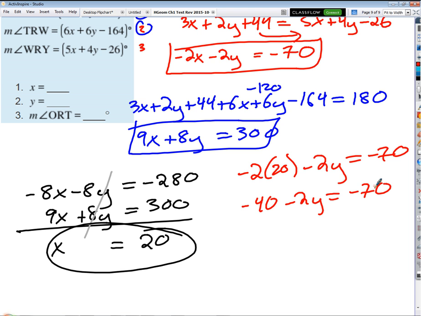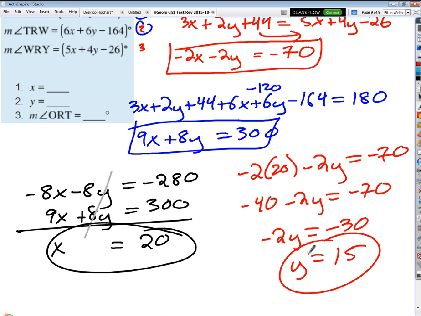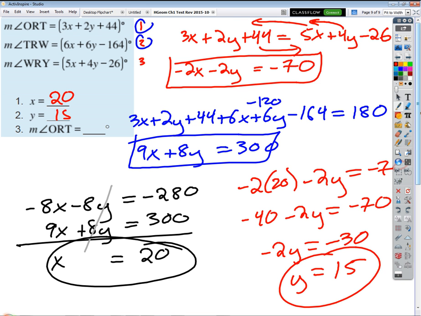Add 40, and then divide by negative 2. So I get negative 2y equals negative 30, so what's y? Good. So what do I have to do with those then? Well, actually, I guess it asks for x. So the first answer is 20, second answer is 15, and to check, I would just plug them in, right? So what's that going to give me? 3 times 20 is 60, plus 2 times y is another 30, so that's 90, plus 44 is 134.